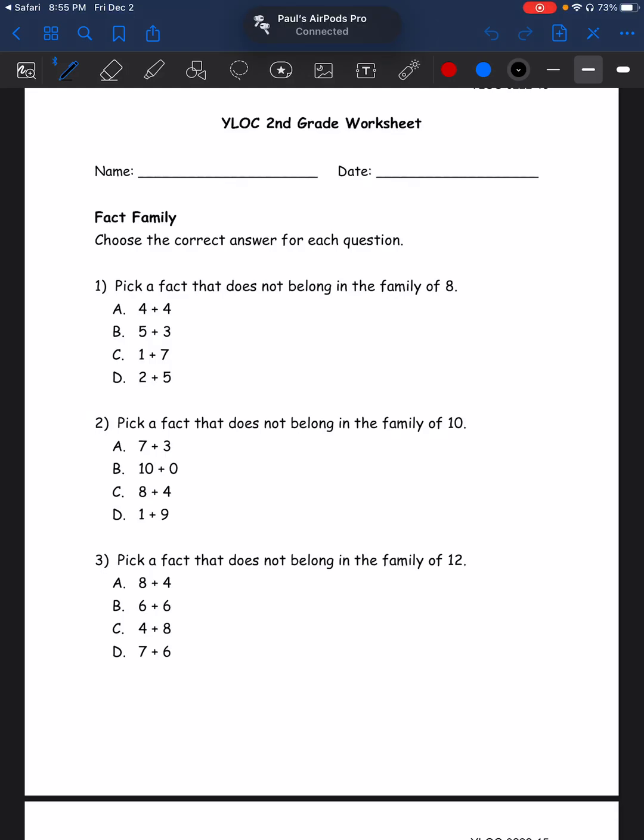Welcome to the YLog worksheet number 15. So today we start with fact family. So choose the correct answer for each question. So number 1, pick a fact that does not belong in the family of 8.